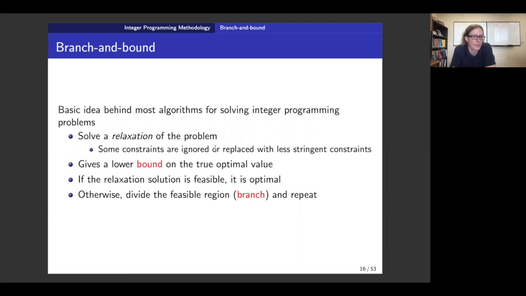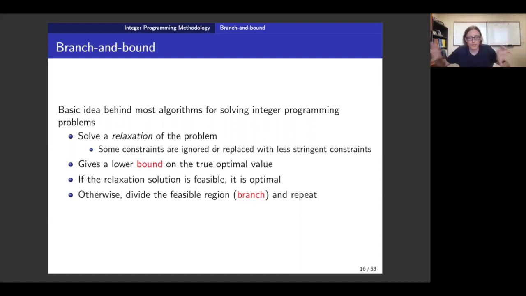And if I get really lucky, and that relaxation ends up satisfying the constraints that I ignored, then I can conclude there's a feasible solution that also has that value, and I know it's optimal. But otherwise, and that's the typical case, you'll have relaxed the integrality constraints, and you'll find a decision variable in the LP relaxation solution that takes on a fractional value. So you then have to divide the feasible region, which is known as branching. I might say this variable should be 0 in one case, or I'll consider the other case where it should be 1.